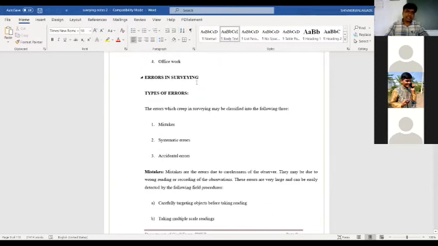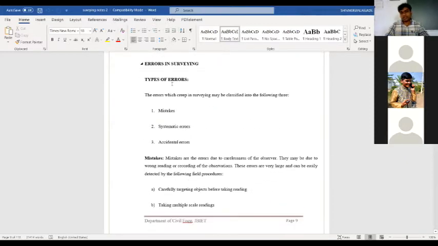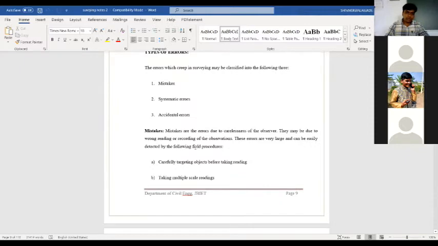Next, coming to errors in surveying. What kind of errors are you going to have? So we'll now study the types of errors. Number one, mistakes. Second, systematic errors. Third, accidental errors. We'll go one by one. In mistakes, what kind of mistakes are you going to have? Usually a human does many mistakes, right? Willingly or not willingly, unfortunately it happens.